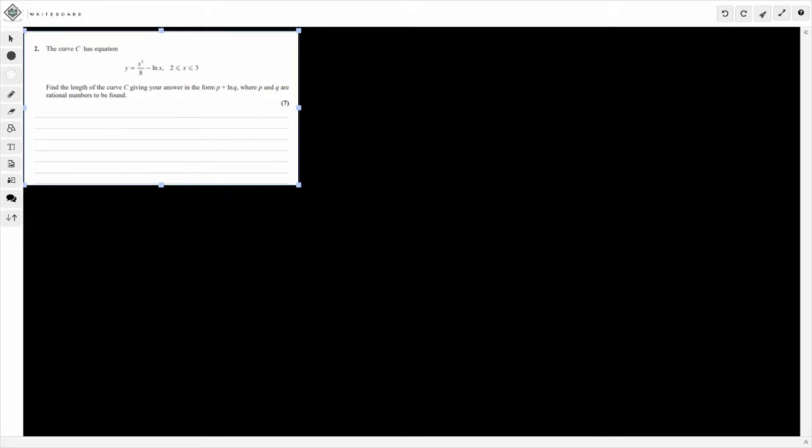The first thing you should be aware of is that we need to differentiate, because it's in the formula. So dy by dx, what's that going to be? That's going to give me x over 4 minus 1 over x. Differentiating this, that gives us this.